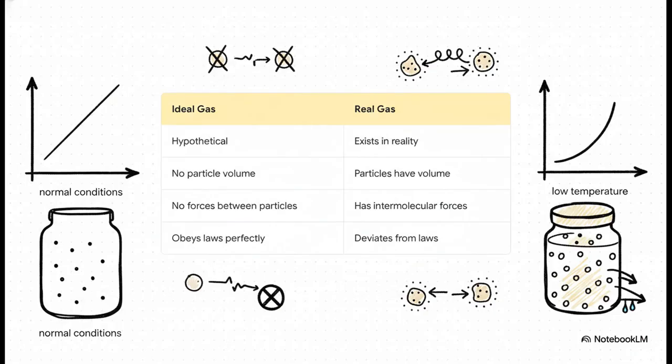Okay, this slide really breaks down the differences. An ideal gas, well, it's just a concept, a hypothetical thing we use for our models. A real gas is what's actually floating around us. In reality, gas particles do have a tiny bit of volume, and they do exert these tiny little forces on each other. So what does that mean? It means that while the ideal gas law is a fantastic approximation under most normal conditions, like the air in the room right now, real gases start to, well, misbehave a bit when you get to really high pressures or really low temperatures, where those particles get all squished together.